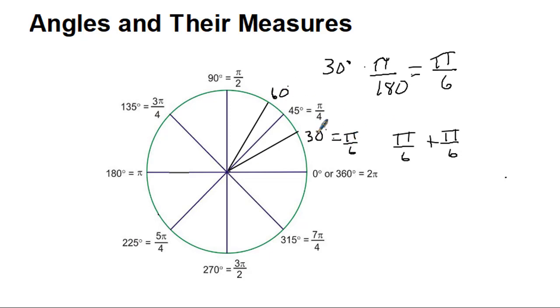Now pi divided by 6 plus pi divided by 6 needs to give me this angle here. Because we have the same base, I'm just going to copy the same denominator, and I'm going to add the numerators, to get 2 pi. When I simplify this, it is pi divided by 3. Then 60 degrees is the same as pi divided by 3.